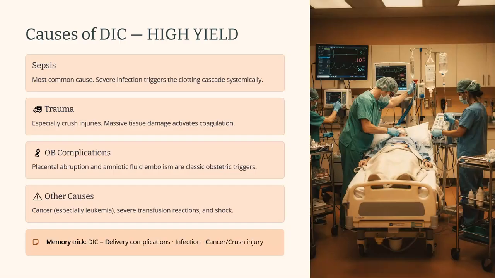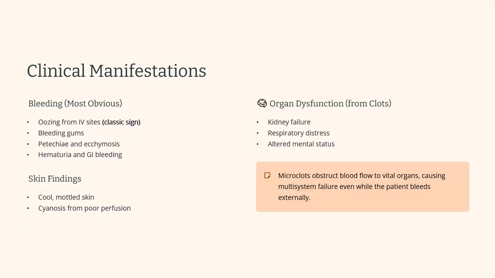Here are some causes of DIC. Sepsis is the number one cause of DIC. The severe infection triggers the clotting cascade systemically. Trauma, especially crushing injuries, can trigger DIC. OB complications, and other causes such as cancer, especially leukemia, severe transfusion reactions, and shock. A memory trick for DIC is to remember D for delivery complications, I for infection and sepsis, and C for cancer and crushing injuries.